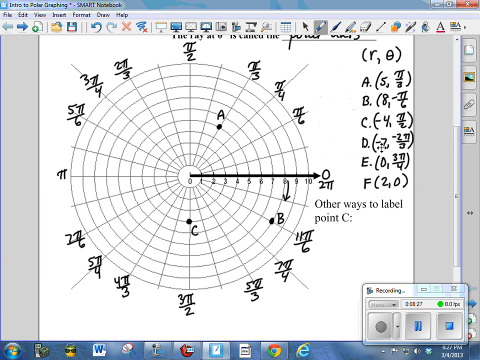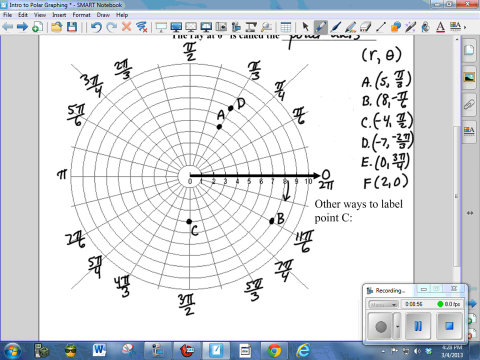Okay, so let's look at negative 7, negative 2 pi over 3. So positive 7 would be here. If I did positive 7, negative 2 pi over 3, well, there would be one pi over 3, and there would be another pi over 3. But that's positive 7, negative 2 pi over 3. I would have to go the opposite direction all the way up to here now to get where I'm supposed to be. This point right here.